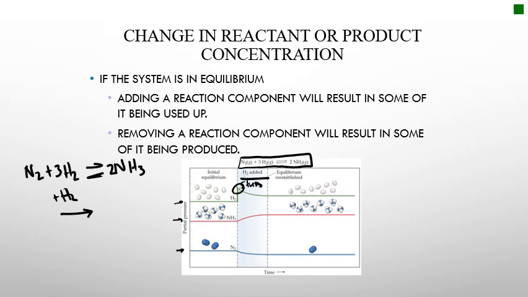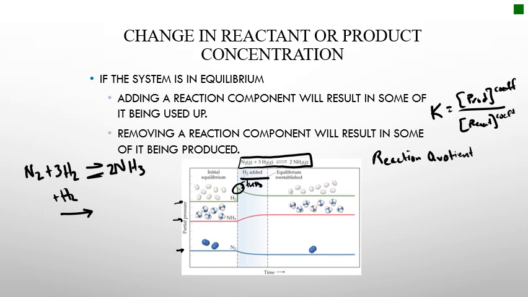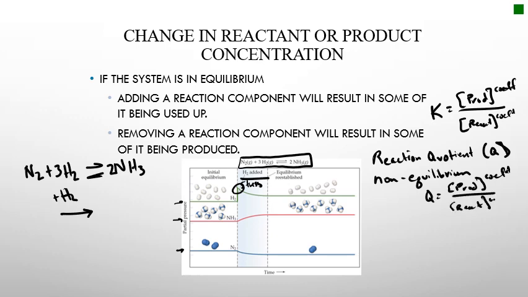I much rather prefer looking at changes in concentration from a mathematical standpoint. Since I know K is equal to my products raised to the power of their coefficients divided by the reactants raised to the power of their coefficients, we can look at something which we call a reaction quotient. That reaction quotient is the exact same thing as the equilibrium expression, except we're using Q instead of K. This would be for non-equilibrium conditions. So I would still have the same thing: Q would be equal to the products raised to the power of their coefficients divided by the reactants raised to the power of their coefficients.